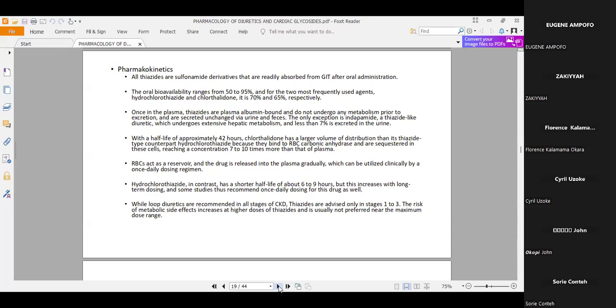So once in the plasma, thiazides are plasma albumin bound and they do not undergo any metabolism prior to excretion. They are excreted unchanged via the urine and feces. The only exception to this is indapamide, and less than 7% is excreted in the urine. So they have a half-life of approximately 42 hours.